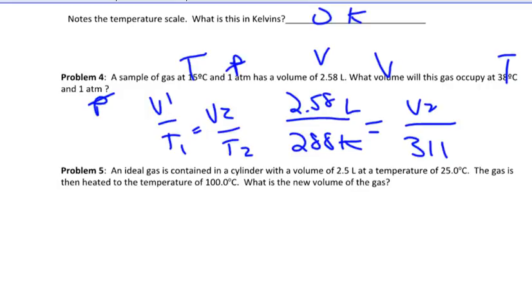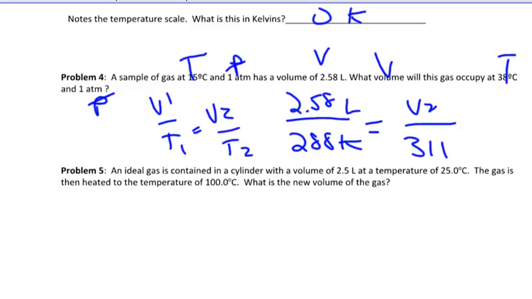And problem number 4, we already started this. We're looking at the relationship between temperature and volume. And we said that as temperature increased in lab, didn't the volume go up, or vice versa? If the volume increased, did the temperature go up? Hopefully that is a direct relationship. And as we said today in class, if it's direct, you're going to divide. So you have V1 over T1 equals V2 over T2.